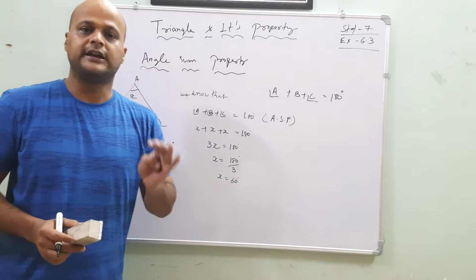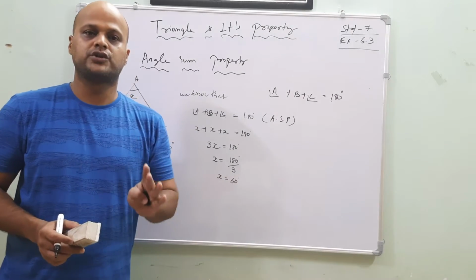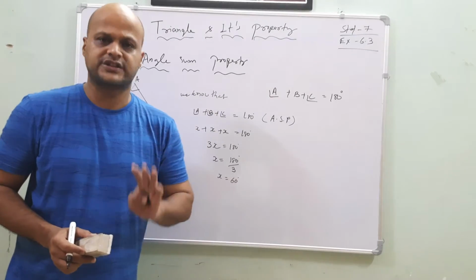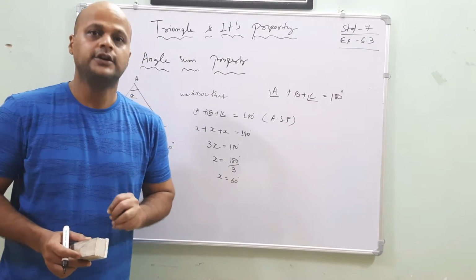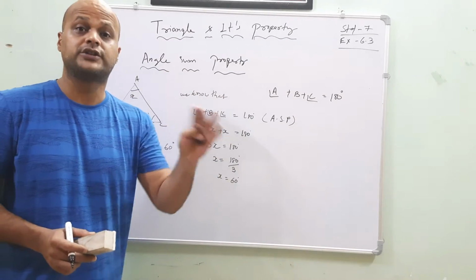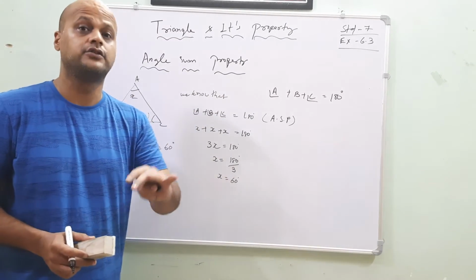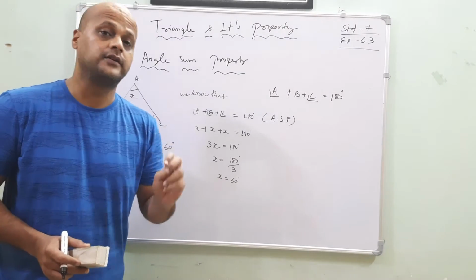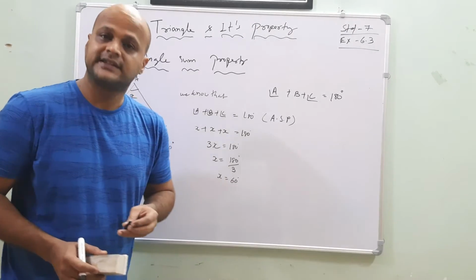Now come to the next one. Okay, next one is what? The rest of the things you just try by yourself, my dear friends, so that you can know how the values are put in the questions, and you will get them by using the angle sum property. Okay, let's go to the second one.